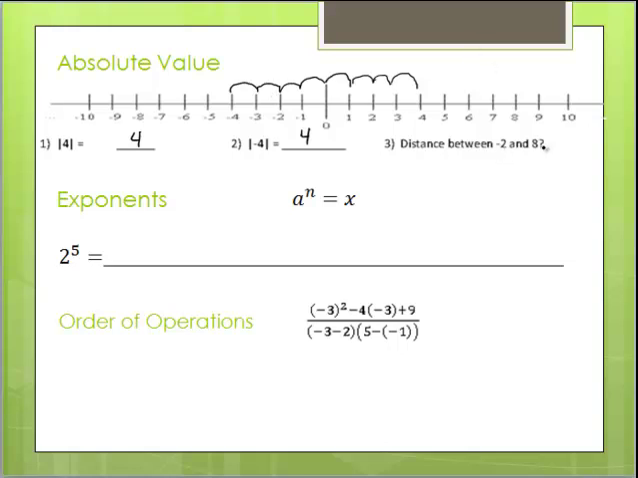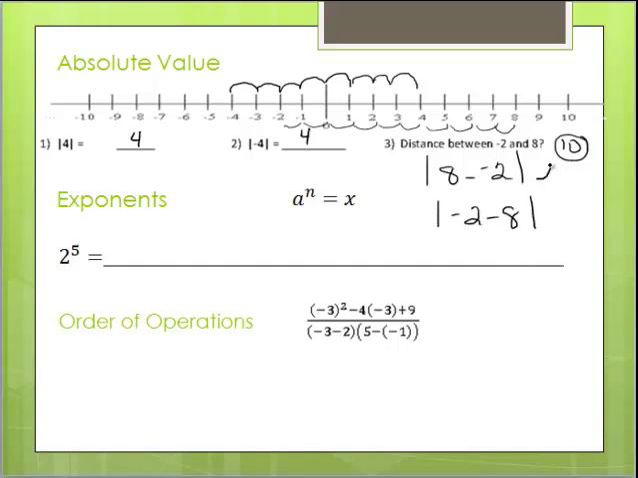So what is the distance between negative 2 and 8? From negative 2 to 8, it goes 1, 2, 3, 4, 5, 6, 7, 8, 9, 10. It is 10 units. That's the distance between them. Well, to calculate that, you would say the absolute value of 8 minus negative 2. You could also say the absolute value of negative 2 minus 8. Either of those would give you a distance of 10.